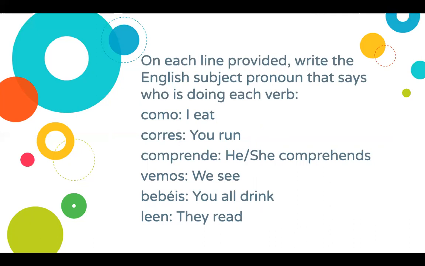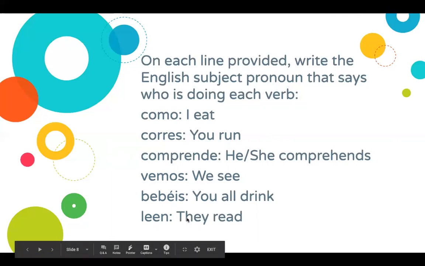Vemos ends in emos, which is the nosotros ending. So that's going to be we see. Bebéis ends in éis, so it's the vosotros ending, which means you all drink. Leen ends in en, so it means they read.